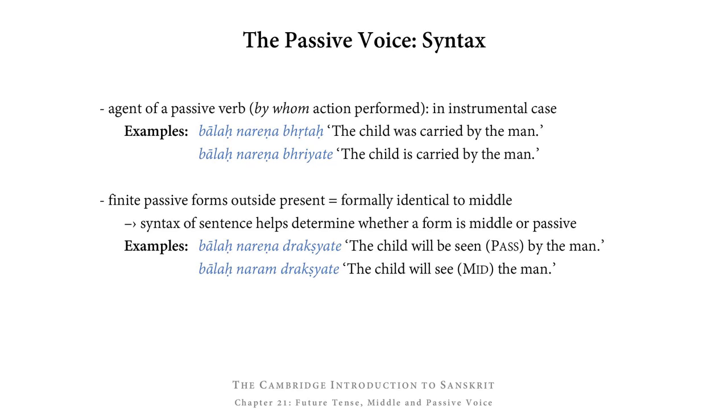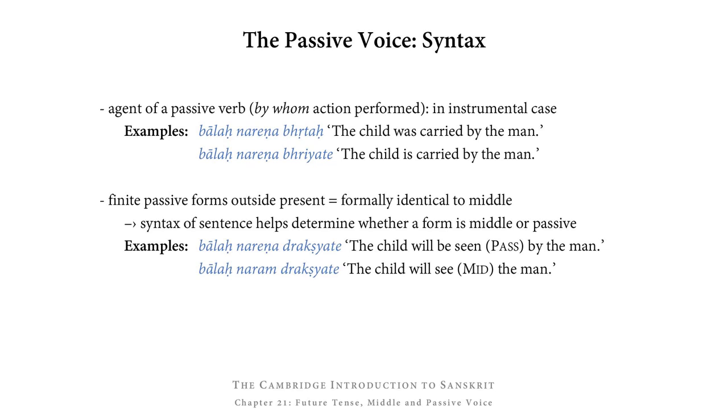Now notice that finite passive forms outside the present tense are formally identical to their middle counterparts. So it's actually the syntax of the sentence that helps us determine whether a particular form that we see in a specific sentence is middle or is passive. Now, if you have a passive verb form, you expect to see an agent expressed in the instrumental case. Whereas if you have a middle form, which for all intents and purposes functions like an active form, you might expect a direct object of this verb form.